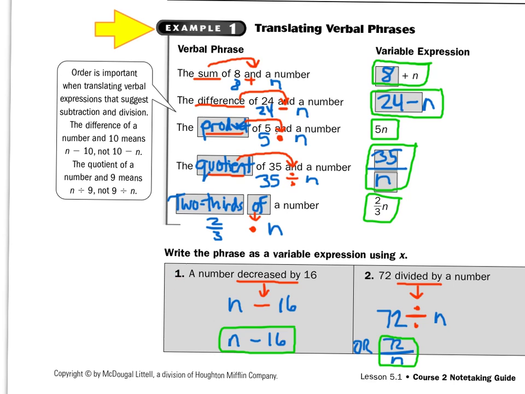Okay, so now look at number 1. A number decreased by 16. Well, with your red, underline decreased by. That's what's telling us to subtract. So right underneath there I put subtract. And decreased by does not change the order. So I just drop the n down first and the 16 down last. So it's just n minus 16. Okay, look at number 2, 72 divided by a number. So I underline divided by, that tells me the operation, so I put the division symbol right here, and that does not change the order. So I drop the 72 first, the n last. So it's 72 divided by n, or I can make it look like a fraction, 72 over n.